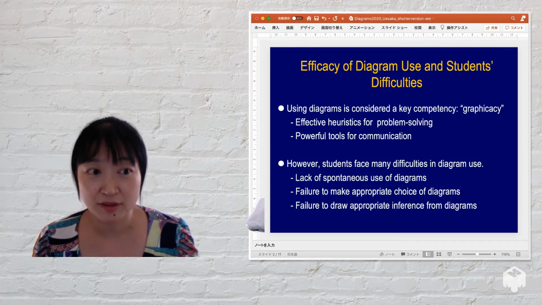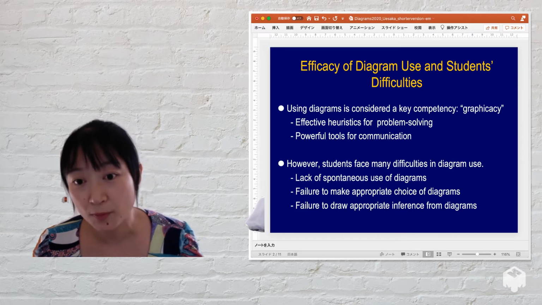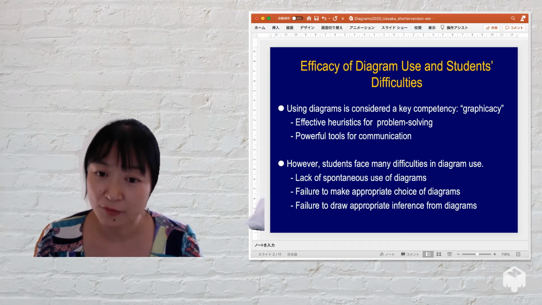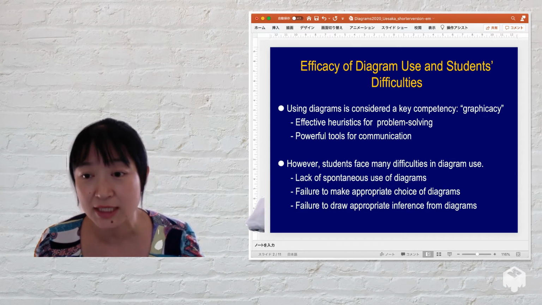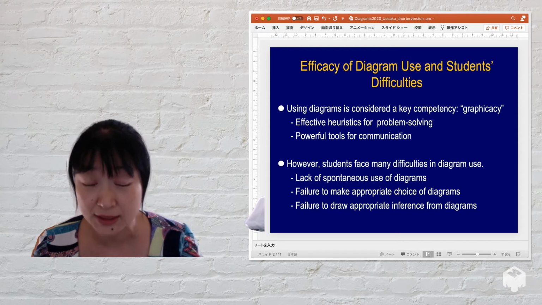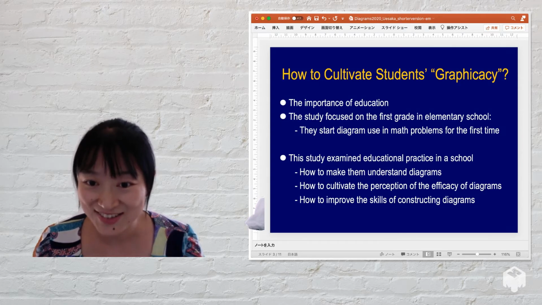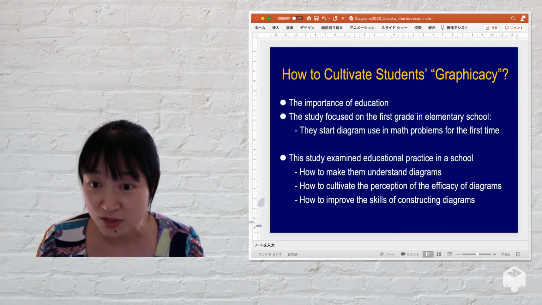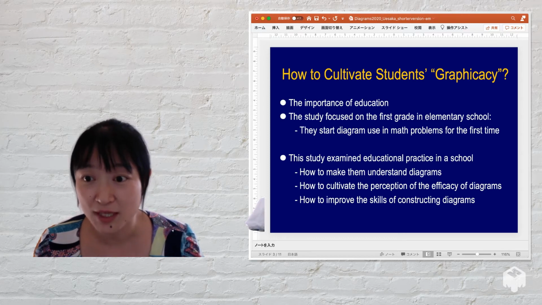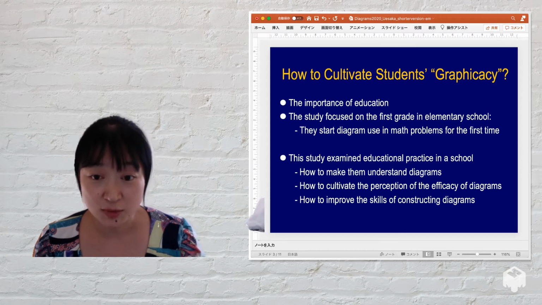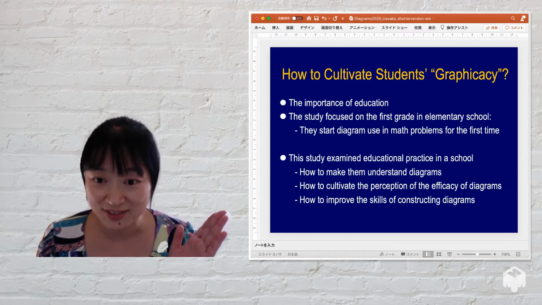Diagrams are considered an effective heuristic for problem solving and a very powerful tool for communication. However, students face many difficulties in diagram use, as reported in research and in educational practice. So education is very important. This study focuses on the first grade in elementary school. They start using diagrams in math problems for the first time. This study examined educational practice in a school and tried to answer the following three questions.